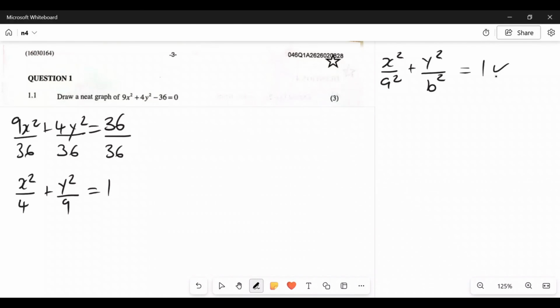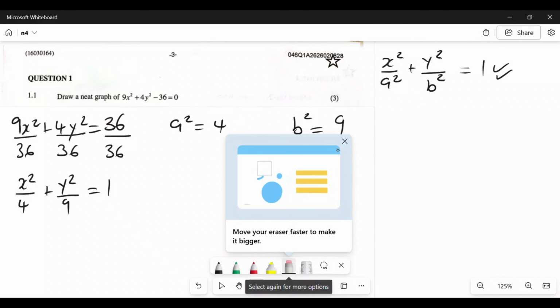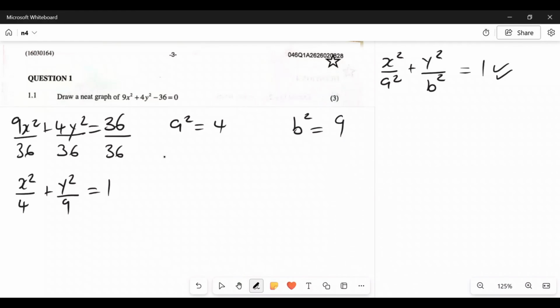Now, if you look at our general formula for an ellipse, we can see that a squared is equaling 4. So we can say a squared is equaling 4. And then let's look at b squared there. b squared is equivalent to 9. So we can say b squared is equaling 9. Before we continue, you need to understand that a and b are actually the intercepts of x and y. a is the intercept of x and b is the intercept of y. So we have a squared and b squared, and we need to find a and b.